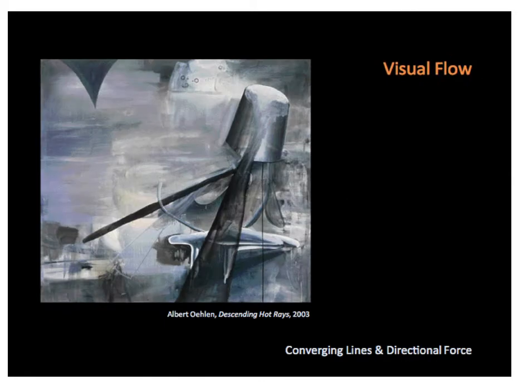So let's look at this piece. How is visual flow created? This is both by converging lines and directional force. So if I start here by going along the lines, I move up to my focal point, follow it up off the page, and then this little triangle takes me back down around to the bottom.